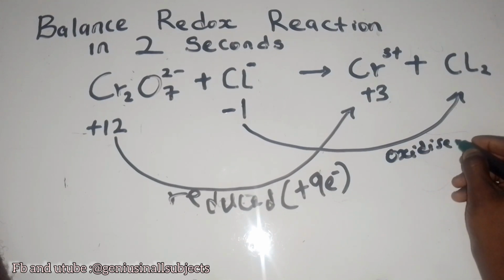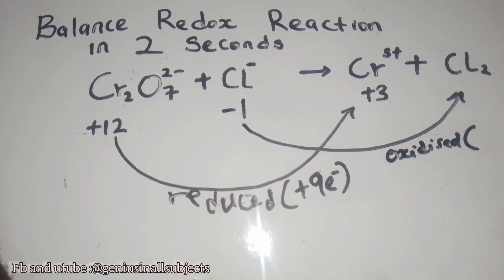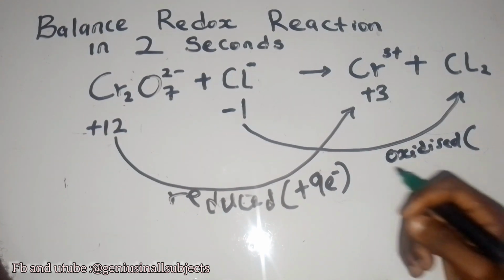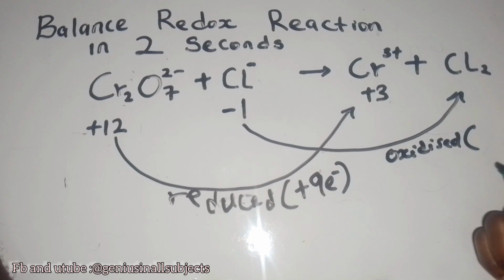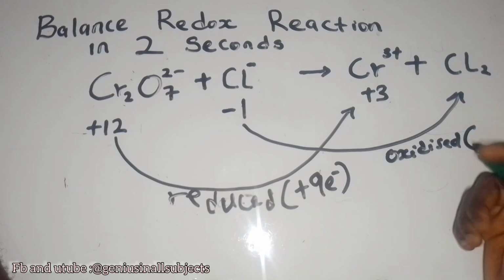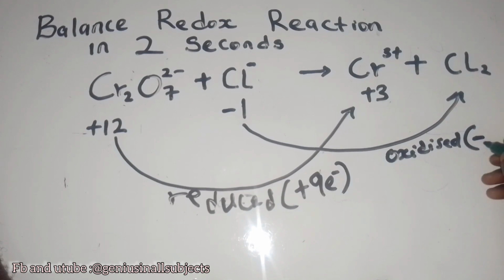Now, how many does it oxidize by? For you to oxidize, you must remove electrons. So the removal of electrons enables that particular thing to be oxidized. So we removed what? How many electrons were reduced?